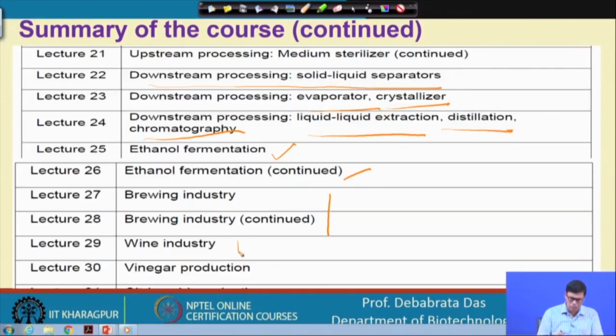Then we discuss the wine industry. The wine industry is a very important industry, largely operated throughout the world. Then vinegar production. Vinegar is nothing but acetic acid. It is a table condiment that is used in day-to-day life.